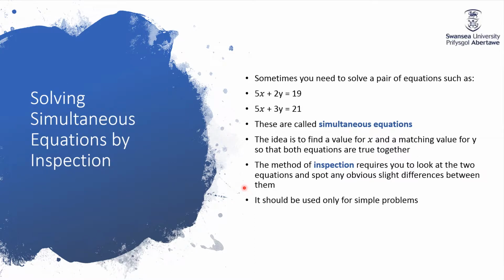So to start with, let's talk about solving simultaneous equations by inspection. Sometimes you'll need to solve a pair of equations such as 5x plus 2y equals 19 and 5x plus 3y equals 21. These are called simultaneous equations. The idea is to find a value of x and a matching value for y so that both equations are true together. The method of inspection requires you to look at the two equations and spot any obvious slight differences between them. Note, this should only be used for simple problems.